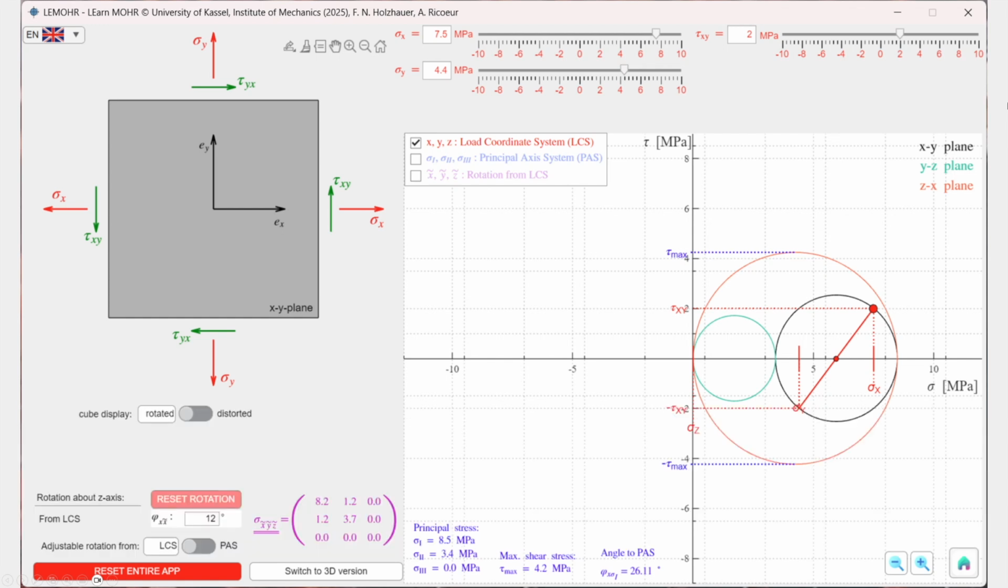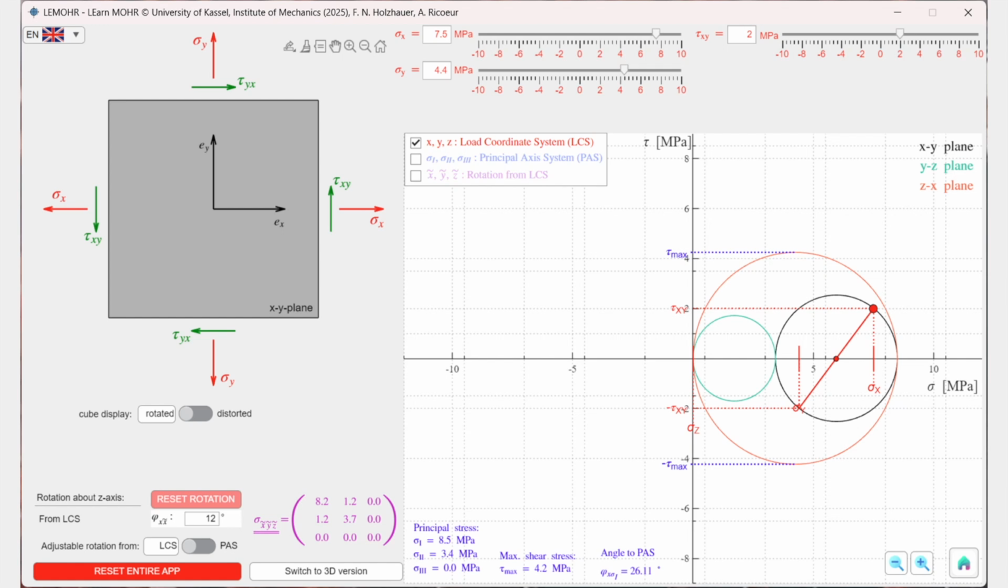The plane stress state can now be represented in a stress diagram, with the normal stress sigma on the horizontal axis and the shear stress tau on the vertical axis. The points (sigma x, tau xy) and (sigma y, minus tau xy) form 2 points in this diagram, shown here in red. Connecting these points with a straight line yields an intersection with the horizontal sigma axis. Using this intersection as the center and the distance to one of the red points as the radius, the Mohr circle for the xy plane is obtained.